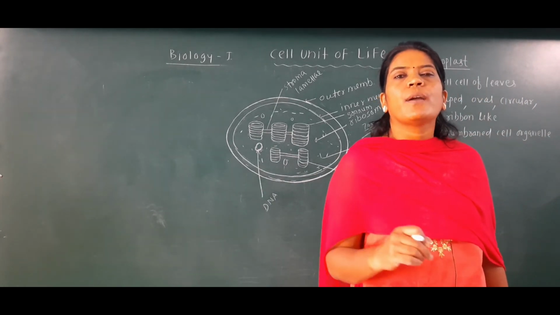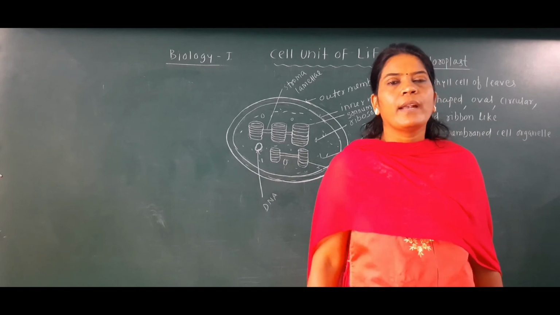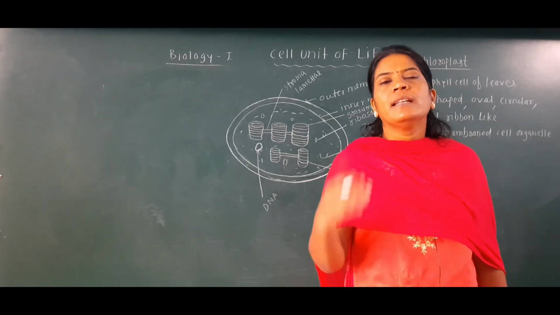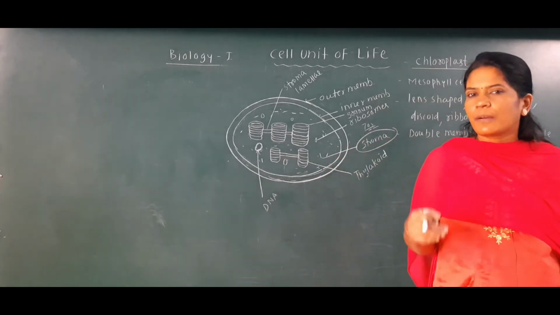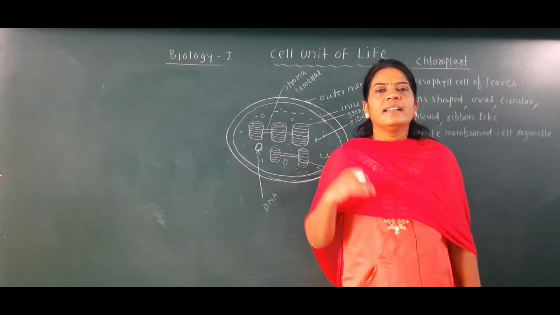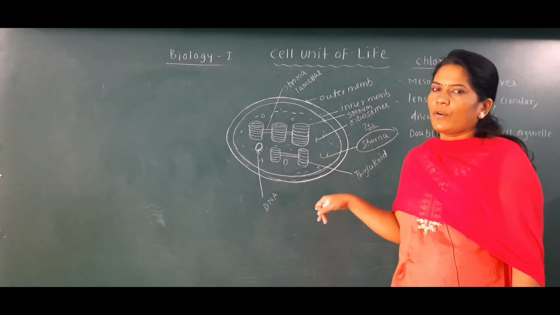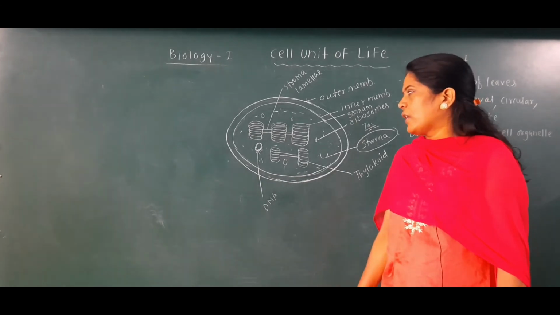Remember here the photosynthetic pigments which we have already mentioned, that is chlorophyll and carotenoid, which are present in the plants, they are present in the thylakoids. They are present in the thylakoids.